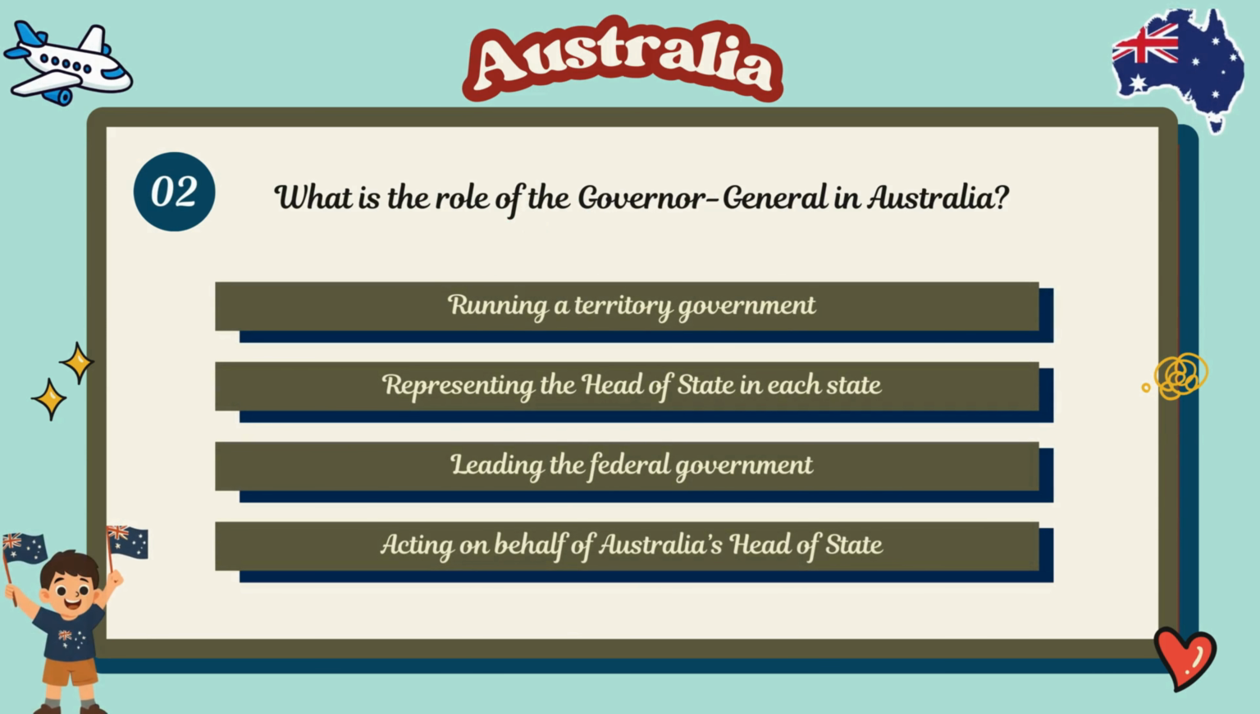Question 2. What is the role of the Governor-General in Australia? A. Running a territory government. B. Representing the head of state in each state. C. Leading the federal government. D. Acting on behalf of Australia's head of state.